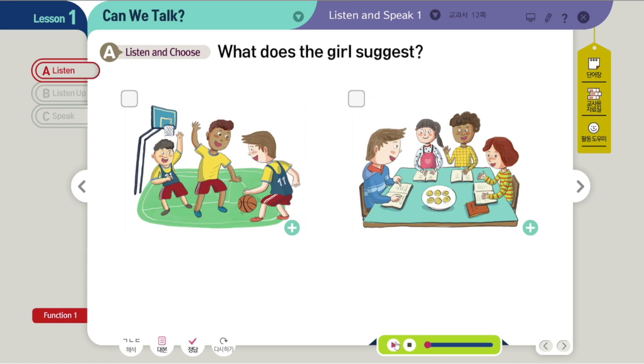I'm so excited about the new school year. Me too. It's going to be great. What can I do to make a lot of new friends? You can join a sports club.